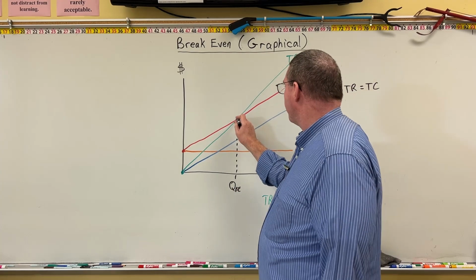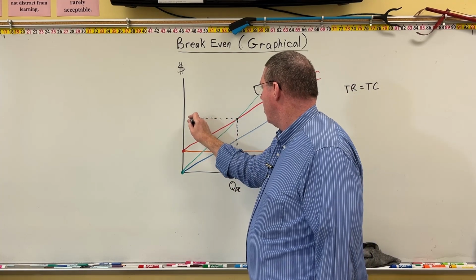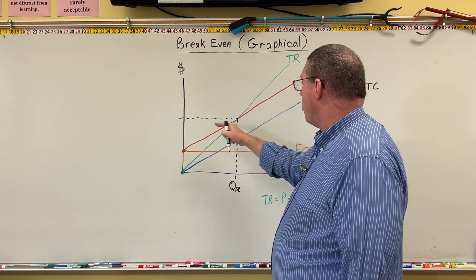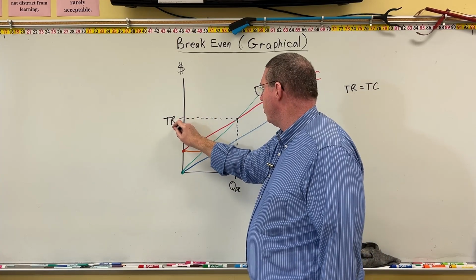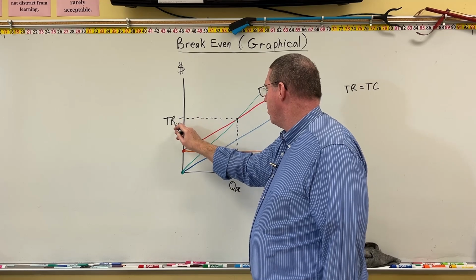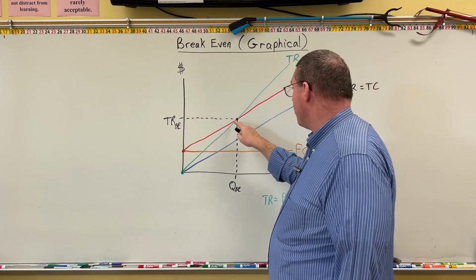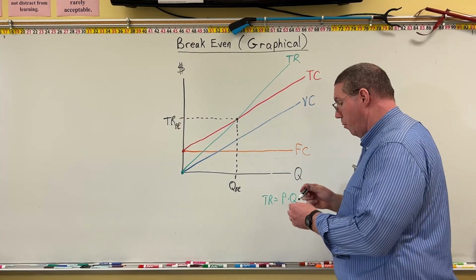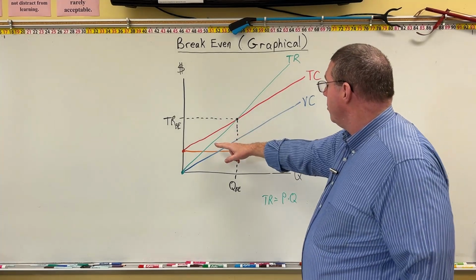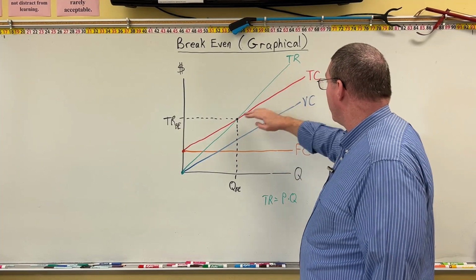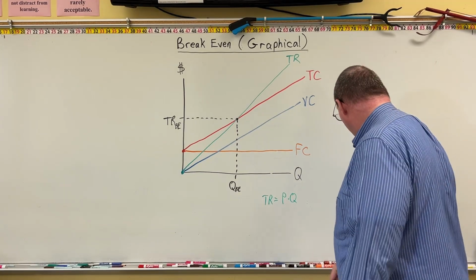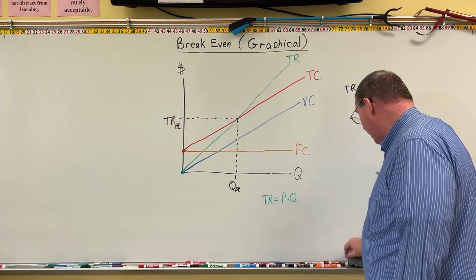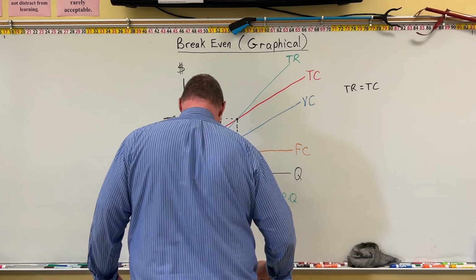And if we go over to total dollars here, the vertical coordinate is total dollars. That is the break-even total revenue. Okay, and so this, graphically speaking, is the break-even point. It's the point where total revenue crosses over total cost. Okay. Now, what we can look at here is, do you see this situation?